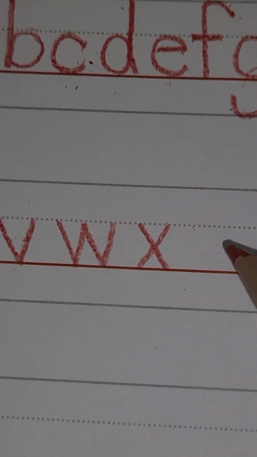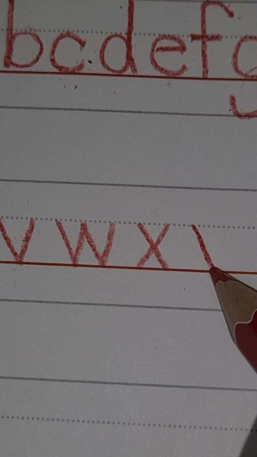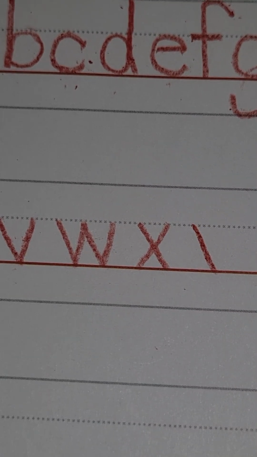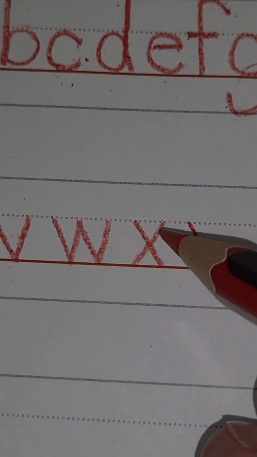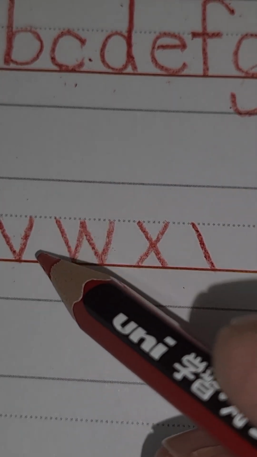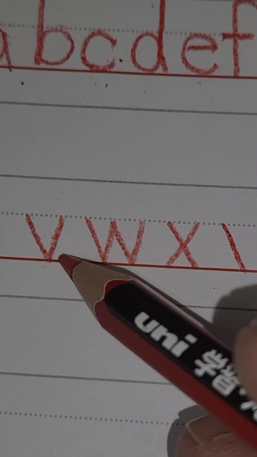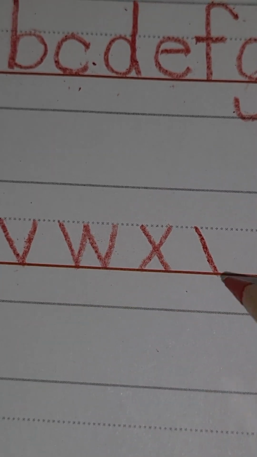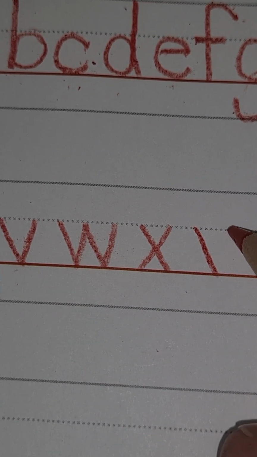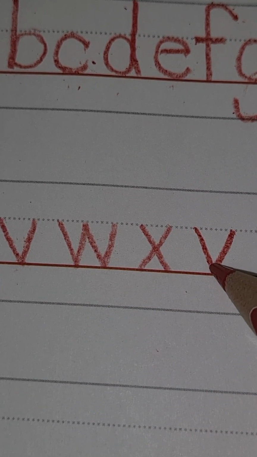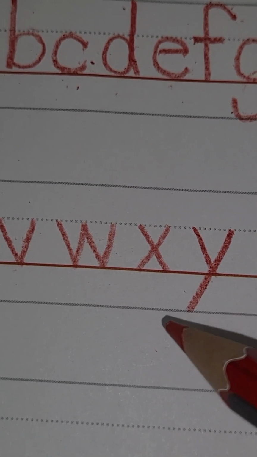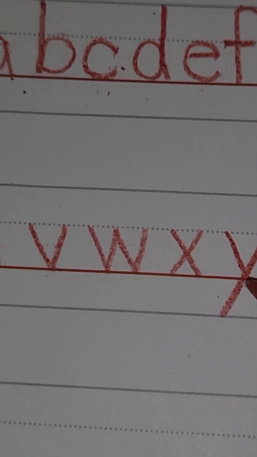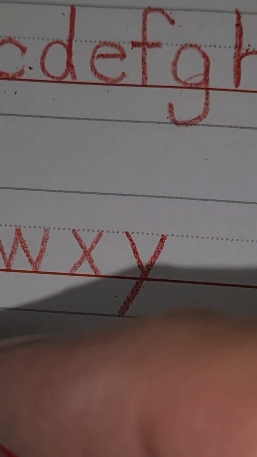I'm going to go Y. But this time, we're not going to stop here. We're going to keep going. Just like the V, this would be a V, but you're going to keep going all the way down to the bottom line. This is a Y. So V, Y.